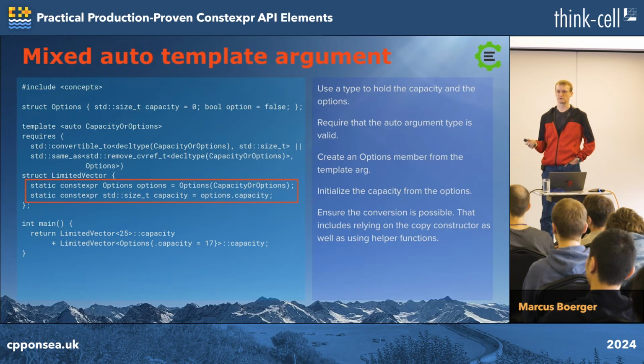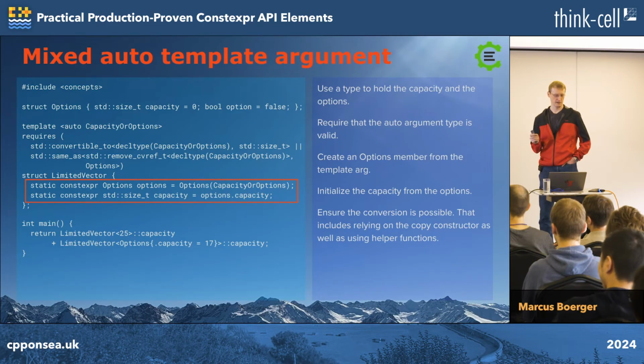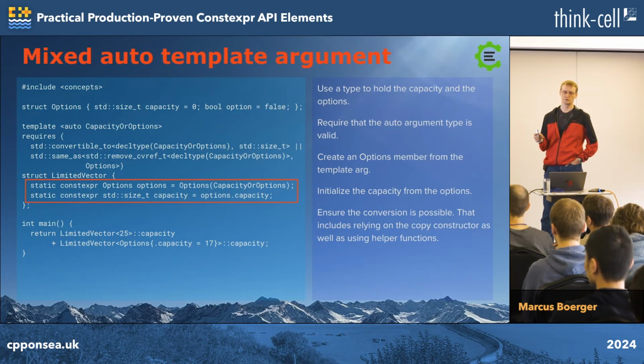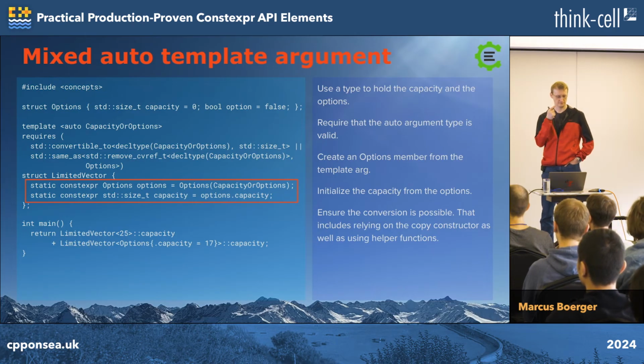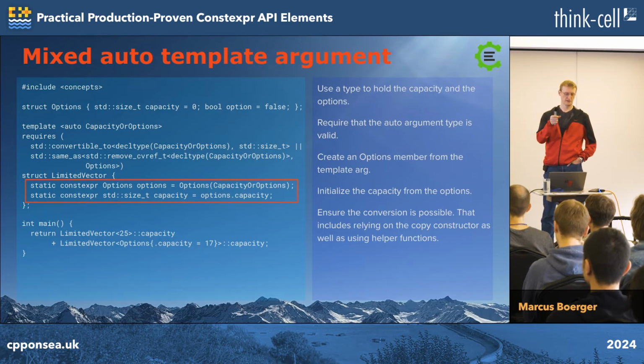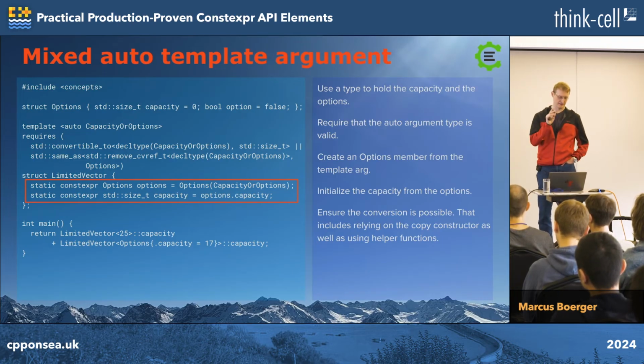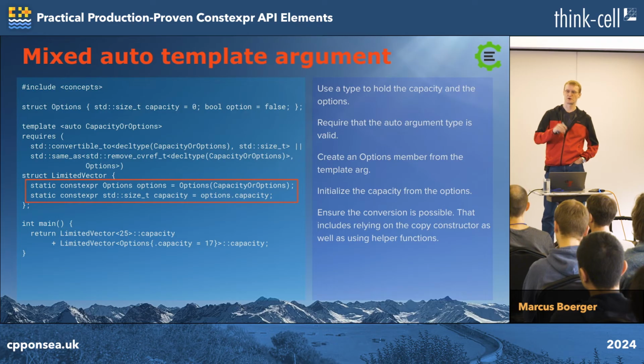So, much easier. We just make our options compatible with size or itself. So all we have to do is give it a constructor that takes just the size, or we have to allow the copy constructor, at which point, no matter what our auto template parameter is, it now constructs an options thing that I can assign to a static constexpr option thing. And so now it's available at compile time, and it has a member size, or well, capacity here, that I can assign to the capacity. So now I have both. I have my options and I have my capacity. Right? And it always works no matter what I got.